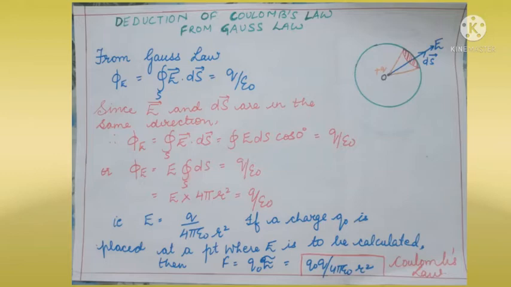Now children, if we place another charge q naught in the electric field, then it will exert a force, and this force will have the value F equal to q naught into E. On inserting the value of E in the equation F equal to q naught E, the result comes out to be F equal to 1 over 4 pi epsilon naught q naught into q over r square. And this is what Coulomb's law states. I hope children you have understood this derivation.